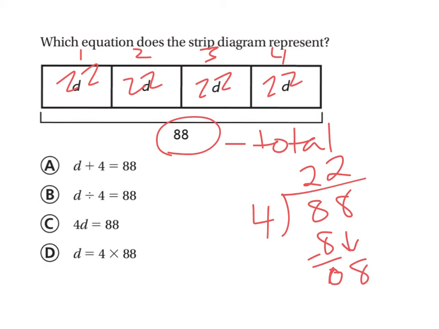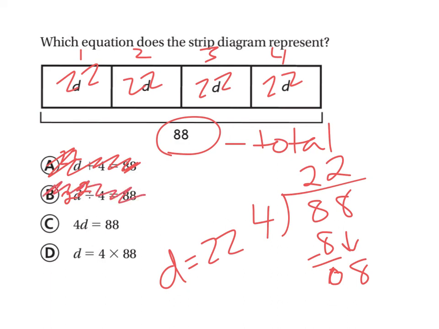Okay, now, with that being said, if I know that D equals 22, then I've got to go find something over here that makes sense. Okay, let's start with A. 22 plus 4, well, you could do that in your head. That's going to give you 26. That's not 88, so A is out. 22 divided by 4 is B. That doesn't make any sense either. 4 doesn't even go into 22. It's definitely not going to give you 88, so that's out.